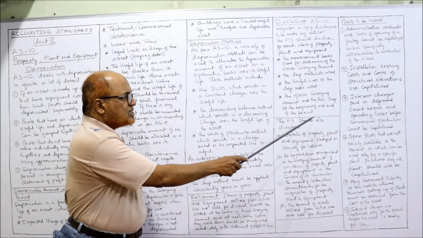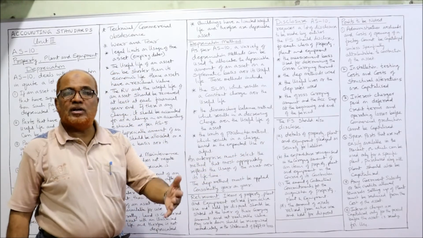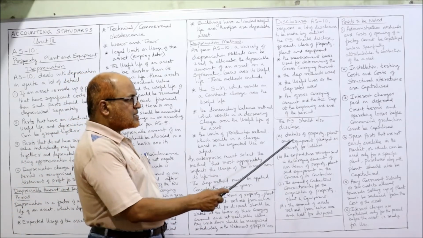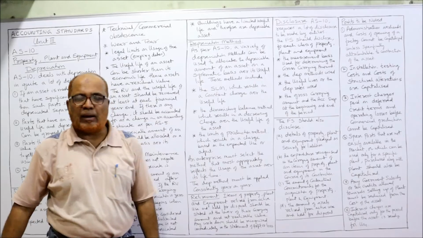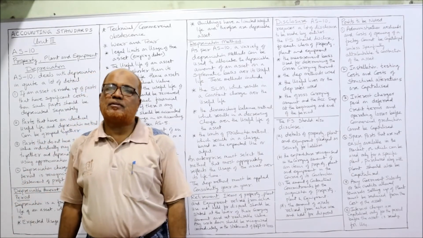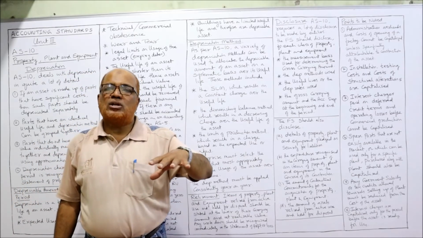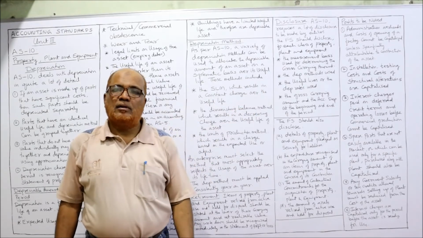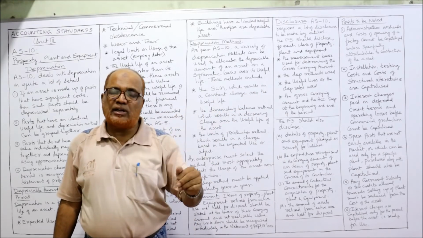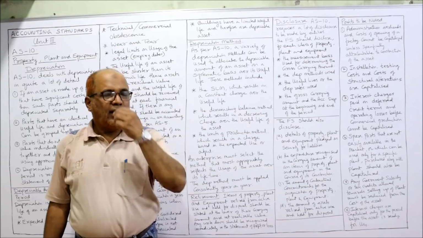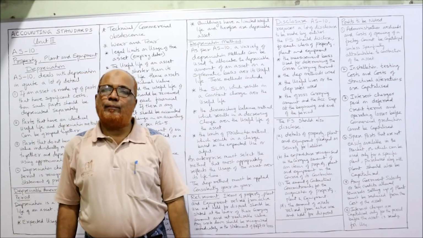Now, the financial statement should also disclose some more points. First, details of property, plant and equipment pledged as security for liabilities. Sometimes a business organization will give property, plant or equipment as security for taking a liability. Example, an enterprise wants a loan from a bank.